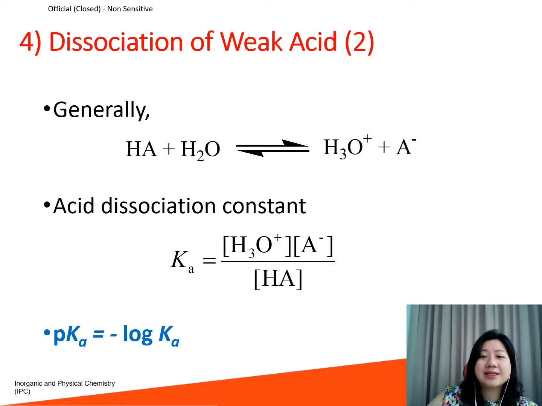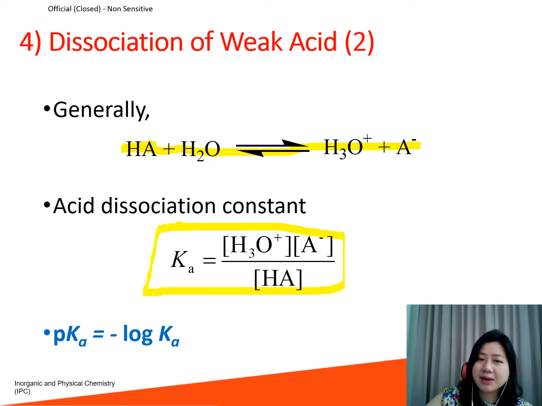So for any weak acid in general, a weak acid could be represented by HA. The acid dissociation reaction is represented by this equation: HA plus H2O forms H3O plus and A minus. For weak acids, remember to use a reversible arrow. The acid dissociation constant Ka equals the concentration of H3O plus times the concentration of A minus divided by the concentration of HA. Finally, pKa equals negative log Ka.